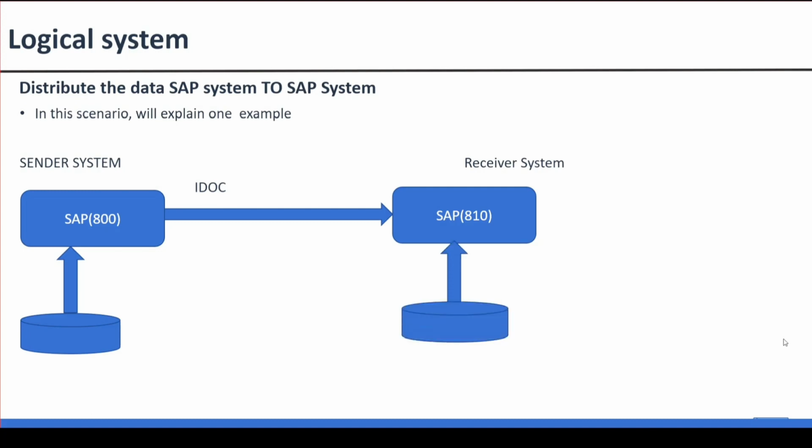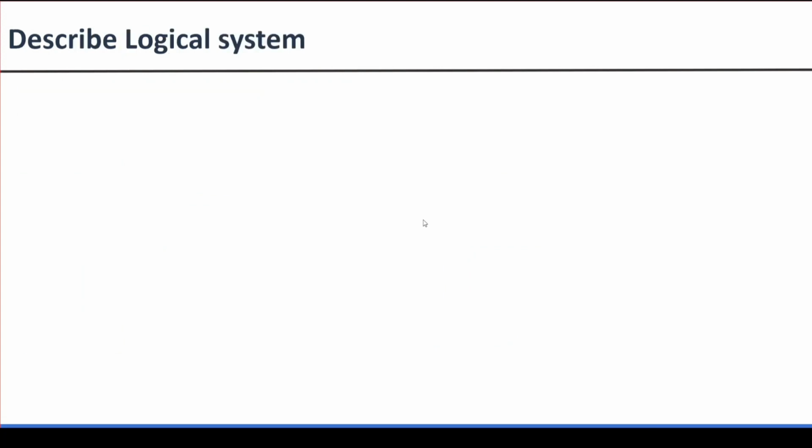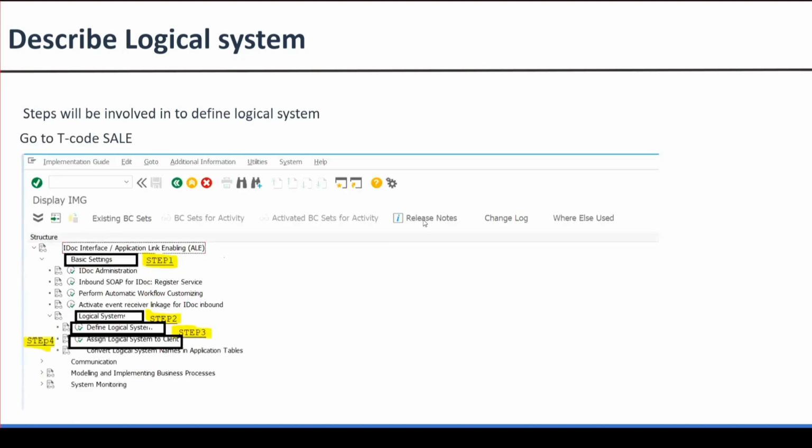Now, if I want to transfer the data, first of all, I need to define the sender logical system and the receiver logical system. Where can I define them? If you want to define these logical systems in SAP, then you can use the transaction code SALE. Once you run the transaction code, this application will open. Expand the basic setting and expand the logical system. Here you can see define the logical system. Click on the clock symbol of define logical system.